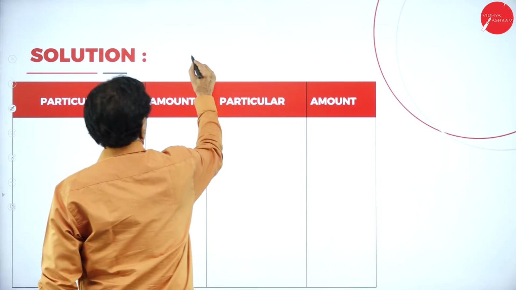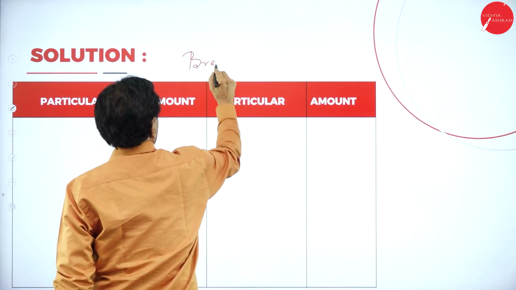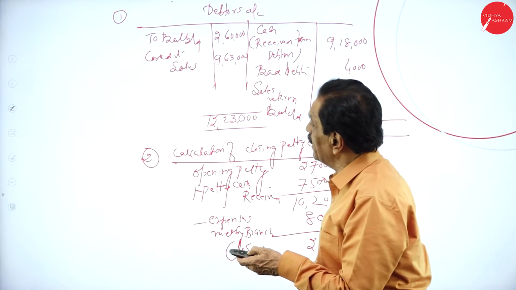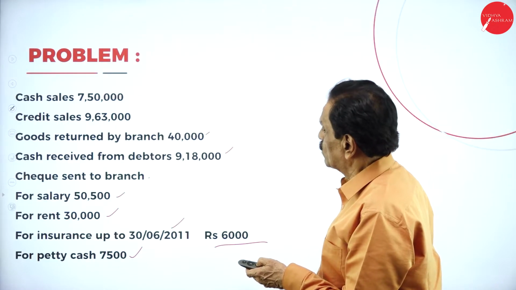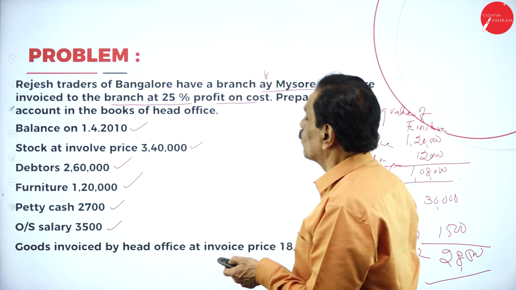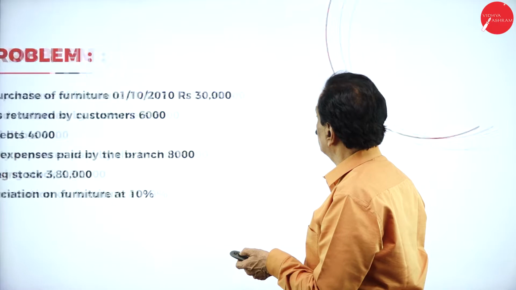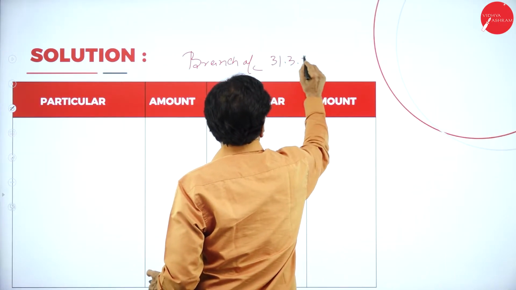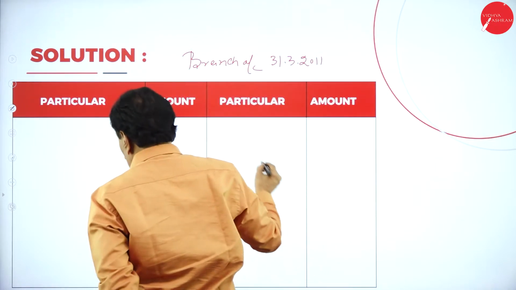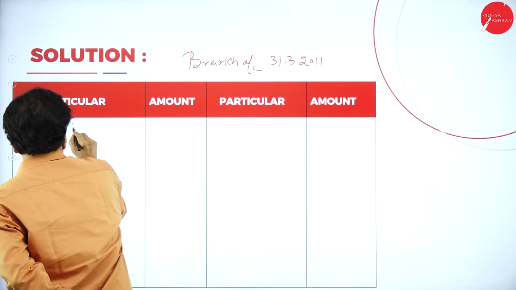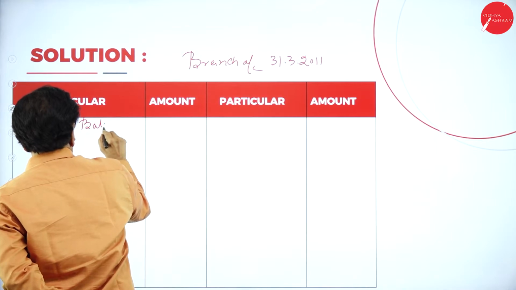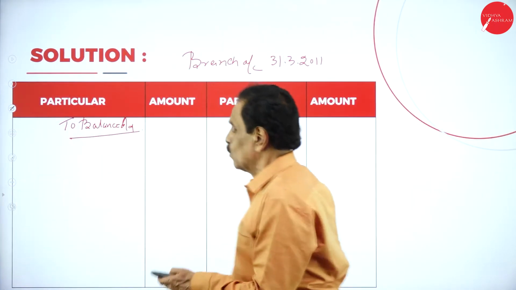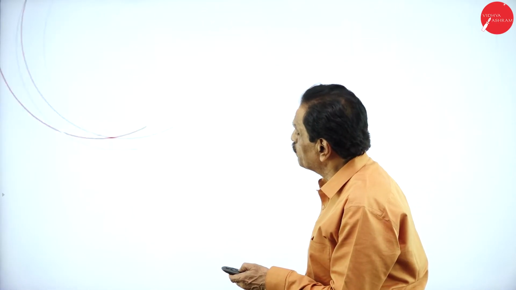So branch account. Which year you are ending? Start with 1/4, ending 31/3/2011. Balance brought down. Opening balance. You'll go one by one. What's your opening value? See that.